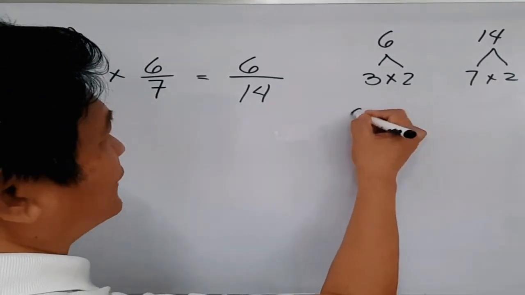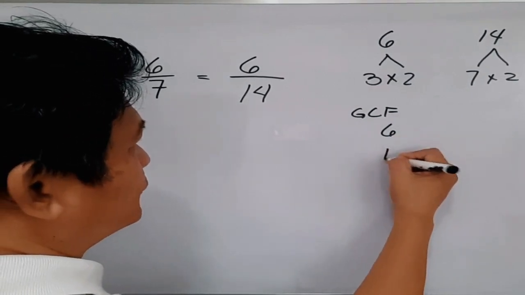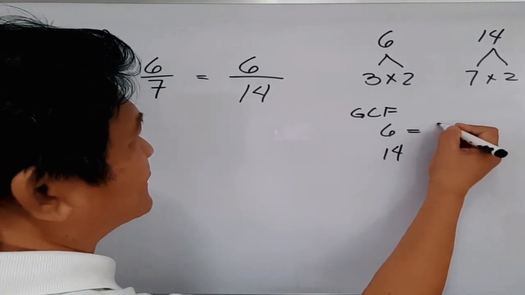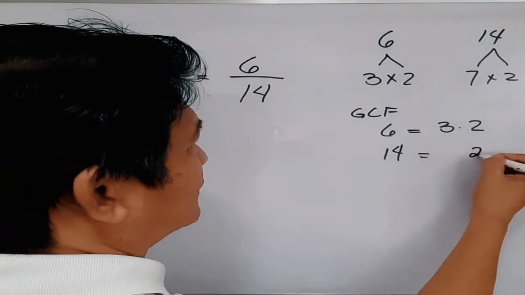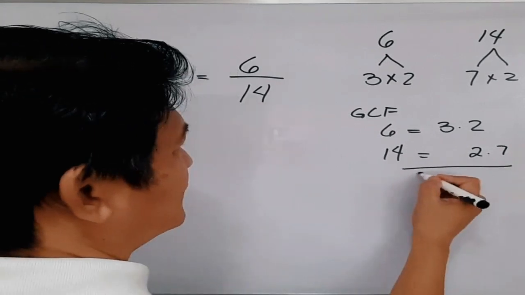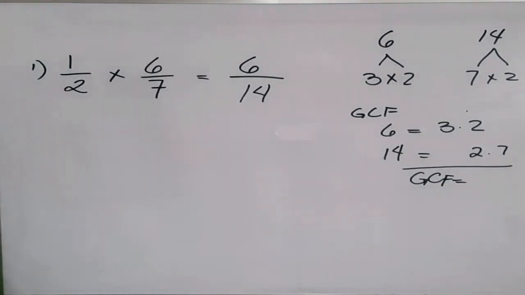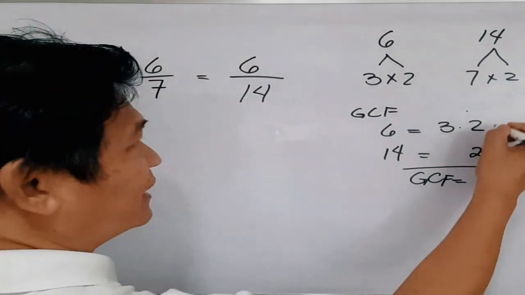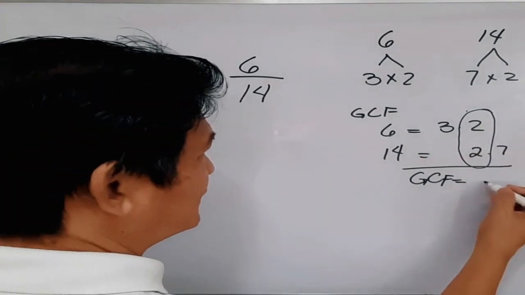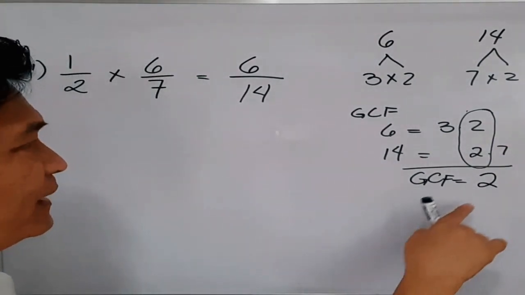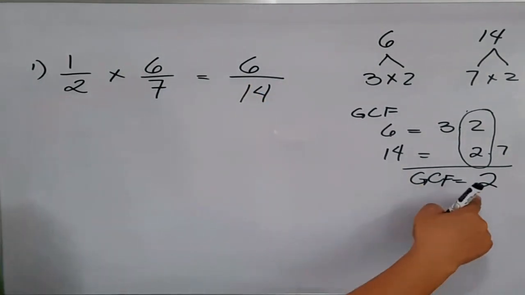So we get the GCF of 6 and 14 is 3 times 2 and 2 times 7. GCF, ibababa lang natin ang magkaparehas na factor. So in this case, our common factor is 2. So we bring down 2. Therefore, the greatest common factor of 6 and 14 is 2.